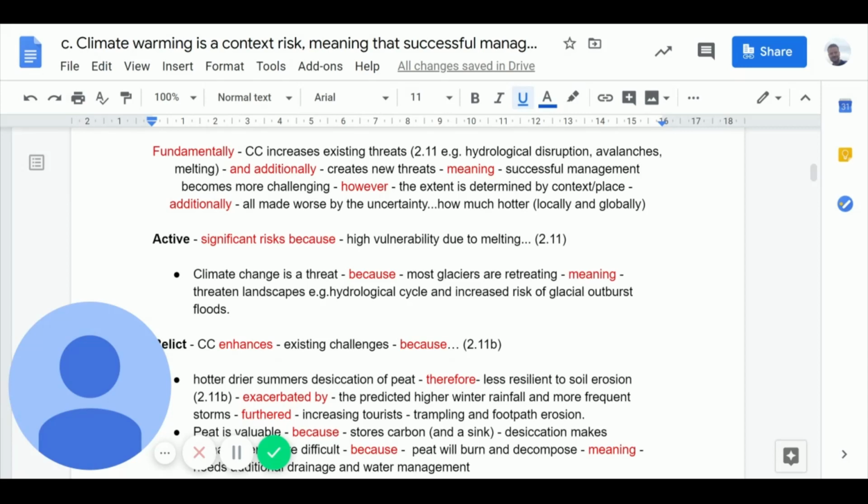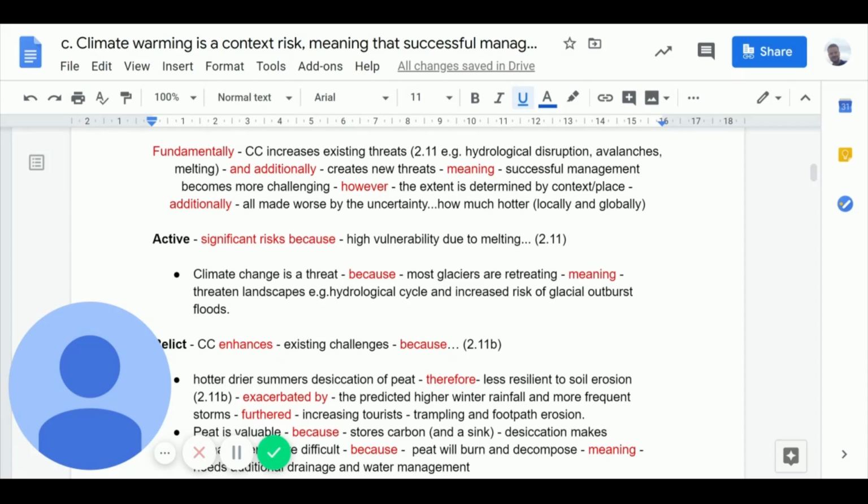These are the different threats. So any of those threats, plus any others you wish to use, the management of them is becoming more complicated and more difficult. So we've mentioned avalanches, which is here in 2.11a. That is going to become worse, but clearly glacial outbursts as well, because you're going to get more melting, more glacial retreat, less predictability.